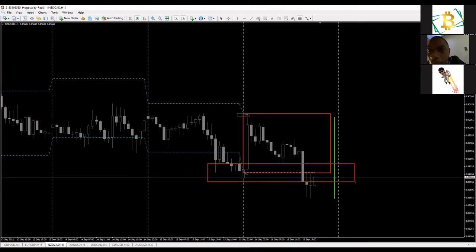Here. So we see price testing yesterday's low, also knowing that the higher time frames are going bullish.